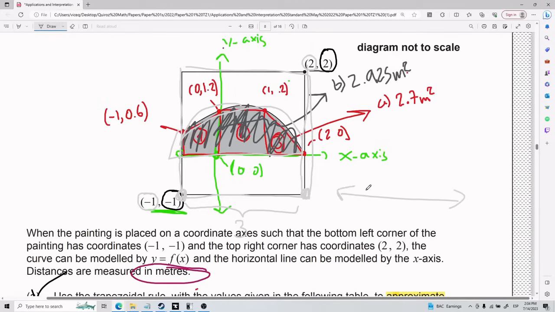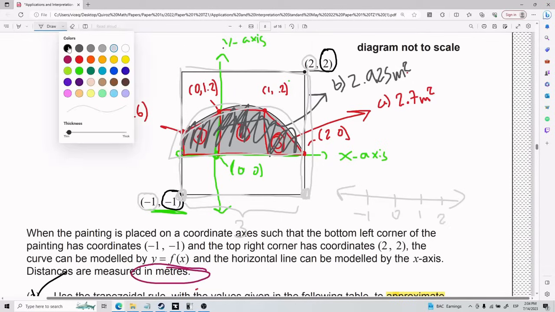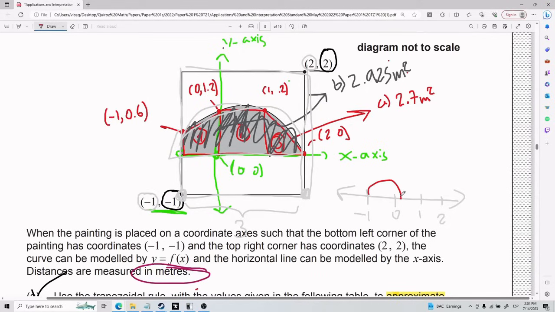Because if you make a number line and you go -1, 0, 1, and 2, how many times do you jump from -1 to reach 2? You jump 1, 2, 3 times. So that is why it's 3 units. So the side of my square is 3. And because it's a square, that means this is also 3.